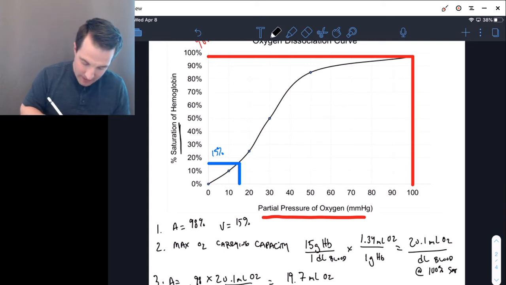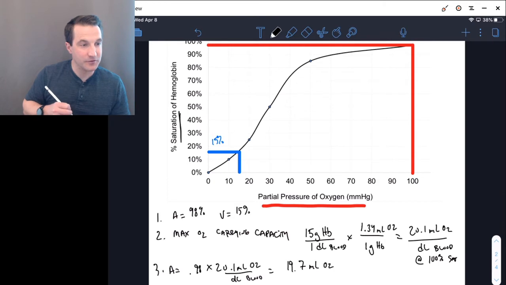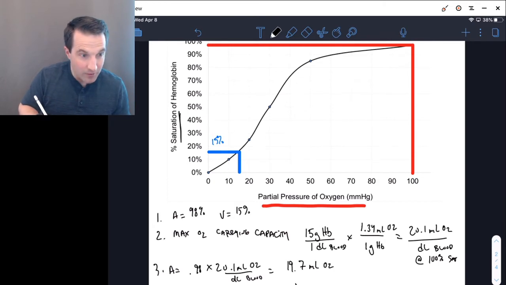Okay? And then if we go in the vein, this is your wallet the next morning, we're going to have 0.15 times 20.1 mLs of O2 per deciliter. And if we multiply those two things out right there, we get about 3.02 mLs of O2.